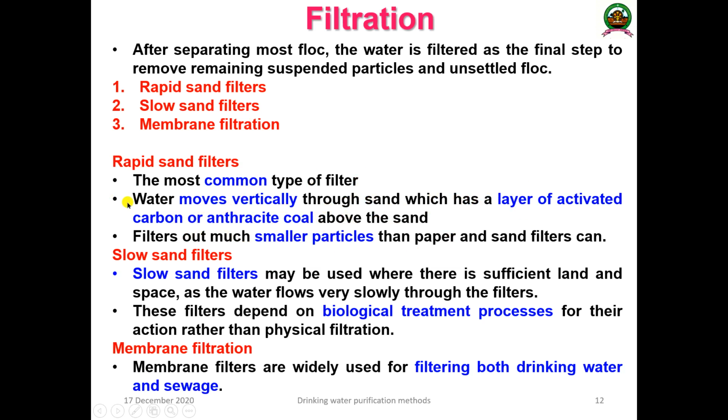There is a sand bed, and water is poured onto that sand bed. Above the sand bed there is activated carbon. When the water is poured onto that activated carbon, the impurities will be absorbed by the activated carbon or anthracite coal. It filters out much smaller particles than paper and other sand filters can. So this is one of the advantages: much smaller particles can be filtered, which other filters cannot do.